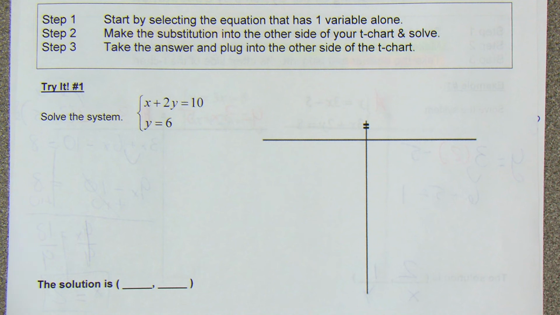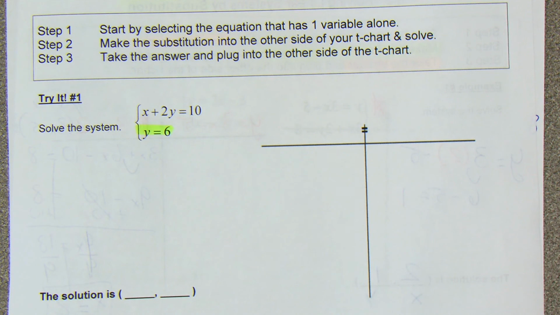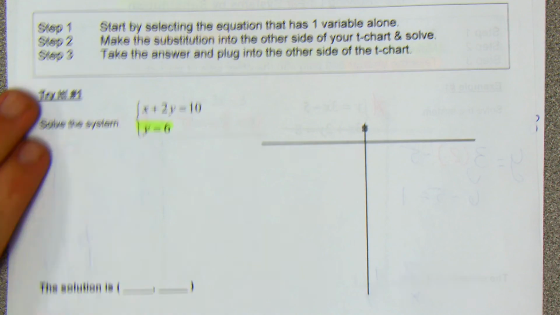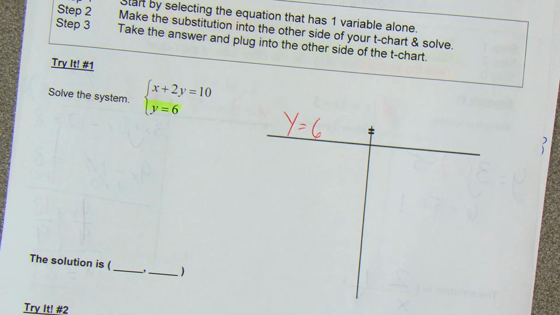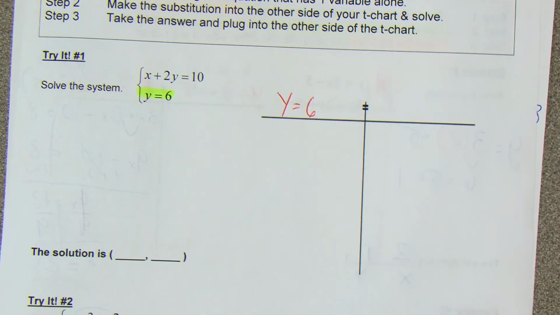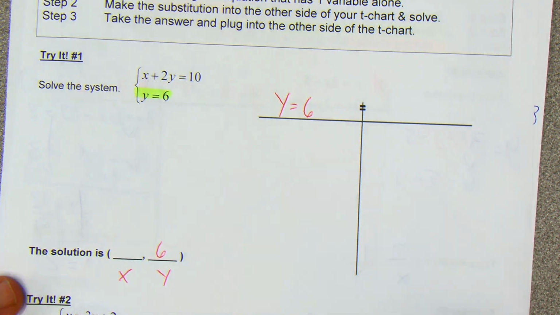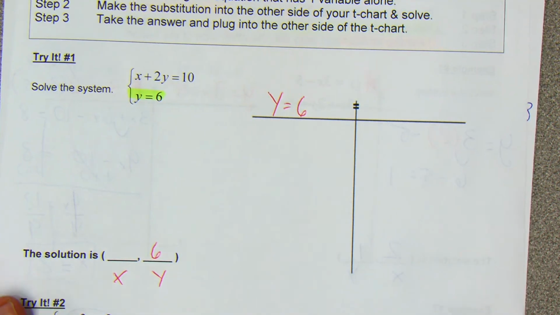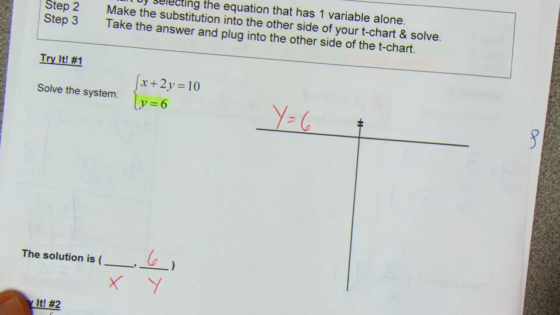Okay. So again, I start this by selecting my equation that only has one variable alone, and that equation is y equals 6. So that's the first equation I'll be using. That's the equation that goes on this side of my t-chart. So I'm going to put y equals 6. Okay. And since I know that y equals 6, I can just plug in a 6 for my y already. Okay. So on the other side now is where we're going to do our substitution.